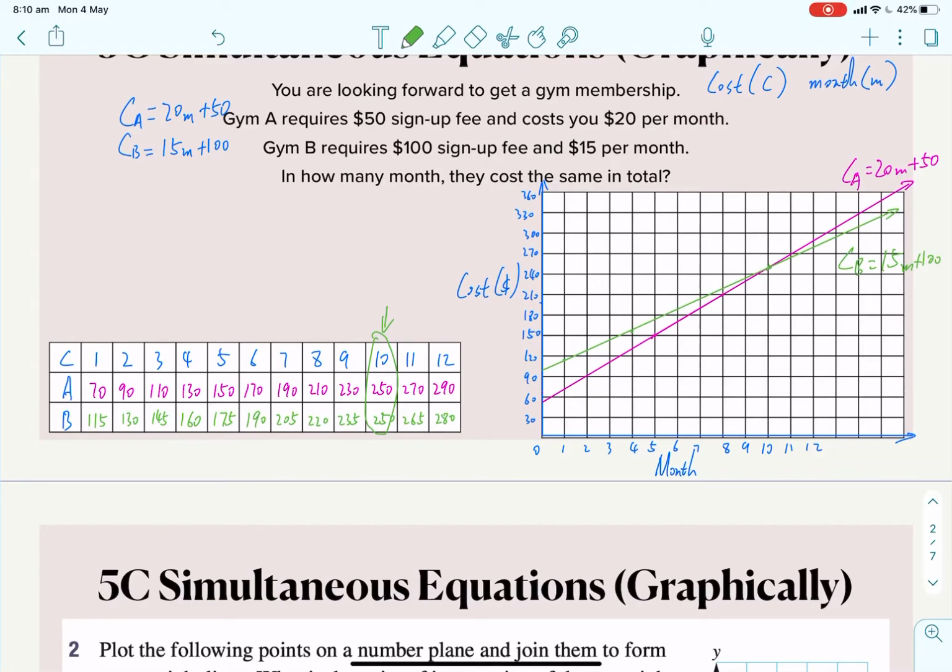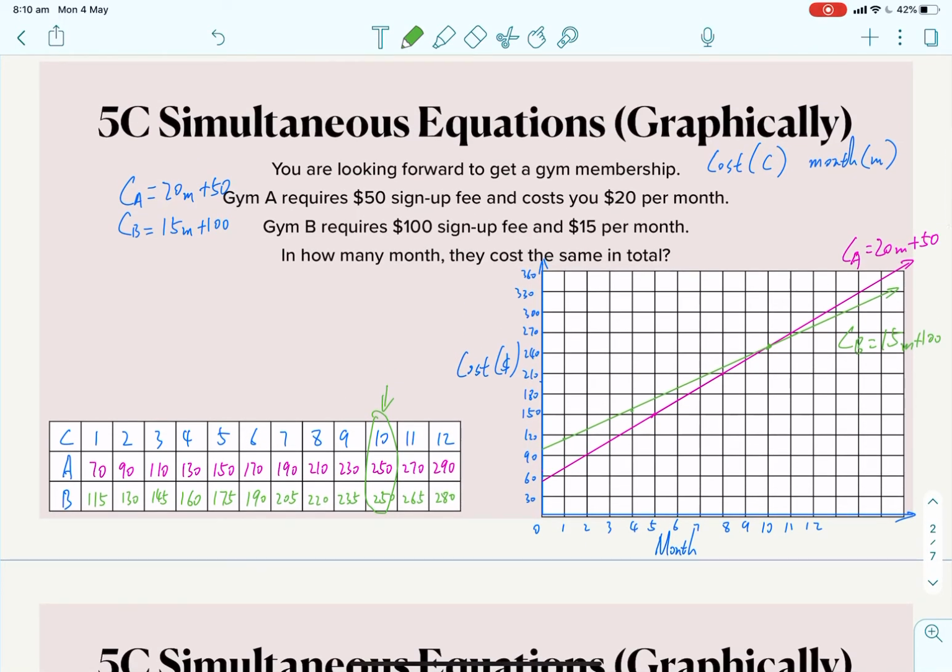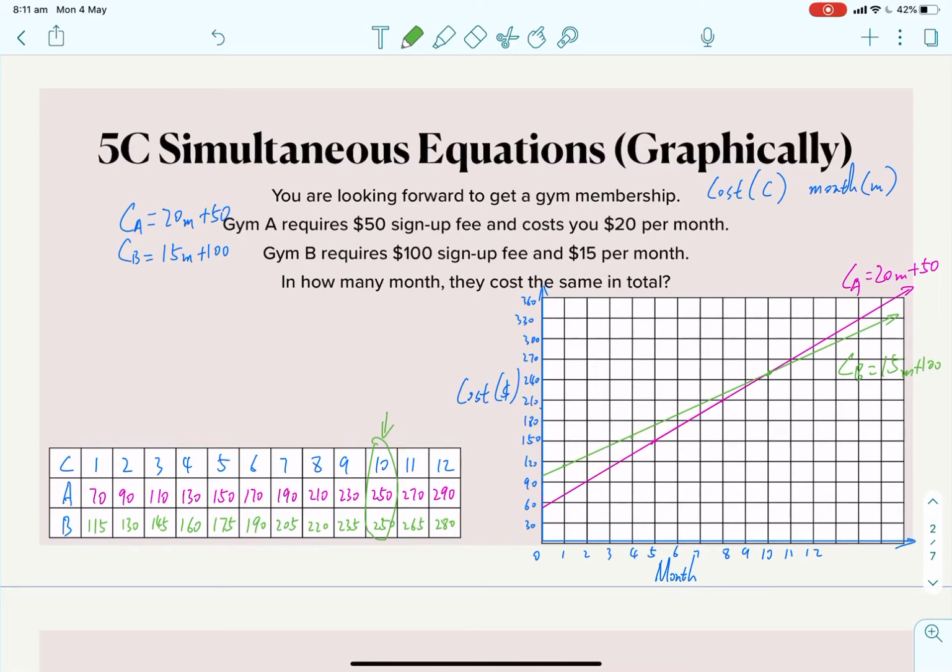So that's the way we solve simultaneous equations using a graph. Basically, we draw two graphs, and where they meet is the solution. In general terms, that's when they cost the same, or when they have the same y values. Next lesson we're going to learn how to solve simultaneous equations using algebra, but this lesson we're just focusing on graphs. It's probably much quicker if you're not really strong at algebra.